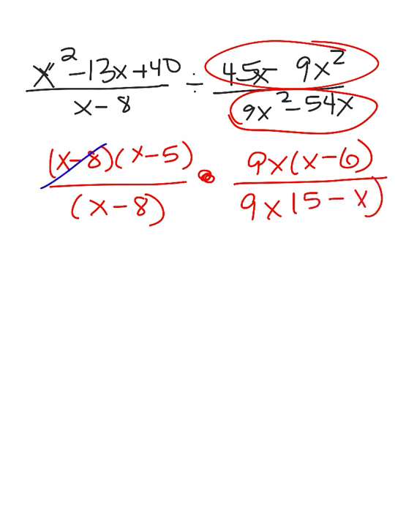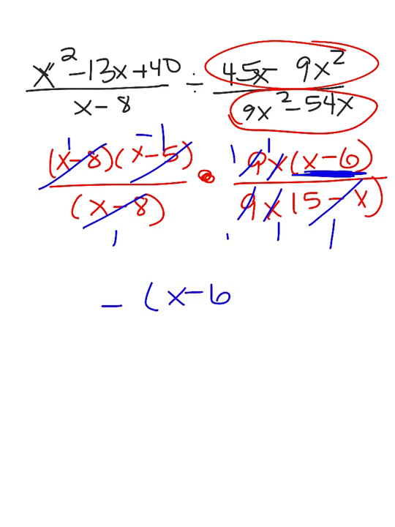So x minus 8 and x minus 8 reduce to 1 and 1. X minus 5 and 5 minus x reduce to negative 1. 9 and 9 reduce to 1 and 1. X and x reduce to 1 and 1. X minus 6 does not reduce with anything. So in the numerator, I have negative 1 times x minus 6. In the denominator, it's just 1. So that would be my final answer.